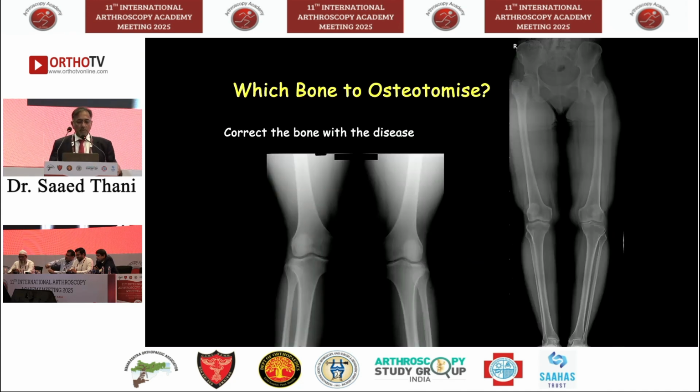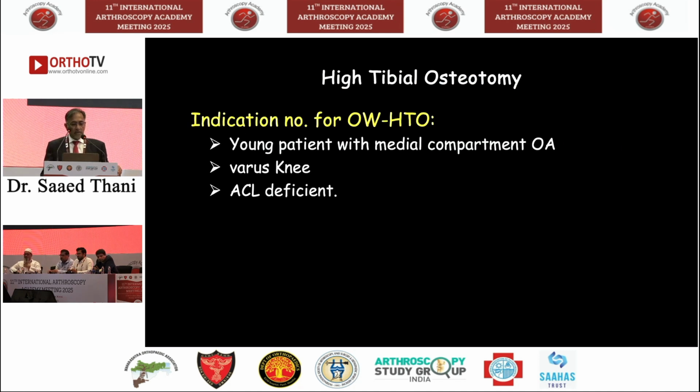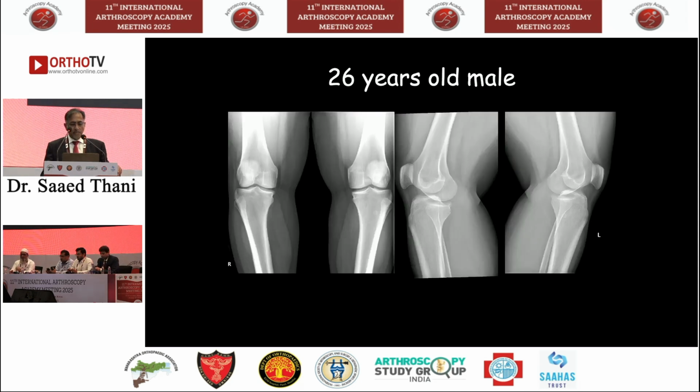Okay, so which bone? We talk about needing to change the deformity or the pathology. We need to assess where the pathology is coming from. Is it coming from the femur or from the tibia, like the case we presented just now, where the farmer had an osteotomy on both sides, the tibia and the femur, or just work on the tibia, depending on the pathology. So we have indications like young patient, varus knee, ACL deficient, and I'm going to present this patient.